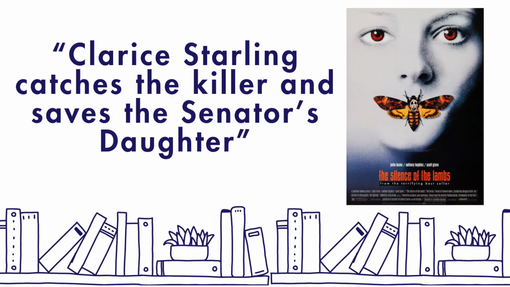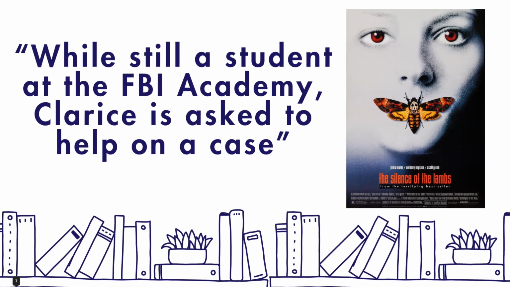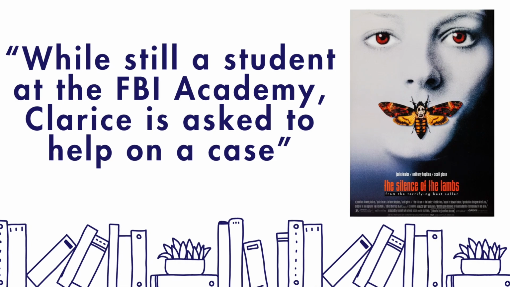Huh? Did she just say that? Yes, I did. Act 3. Clarice Starling catches the killer and saves the senator's daughter. Yeah, how do we work that? Act 1. While still a student in the FBI Academy, Clarice is asked to help on a case. She interviews Dr. Hannibal Lecter, who provides her with clues, but he only provides those once she tells him her backstory. That's how Dr. Lecter's brain works. That's how he becomes manipulative.